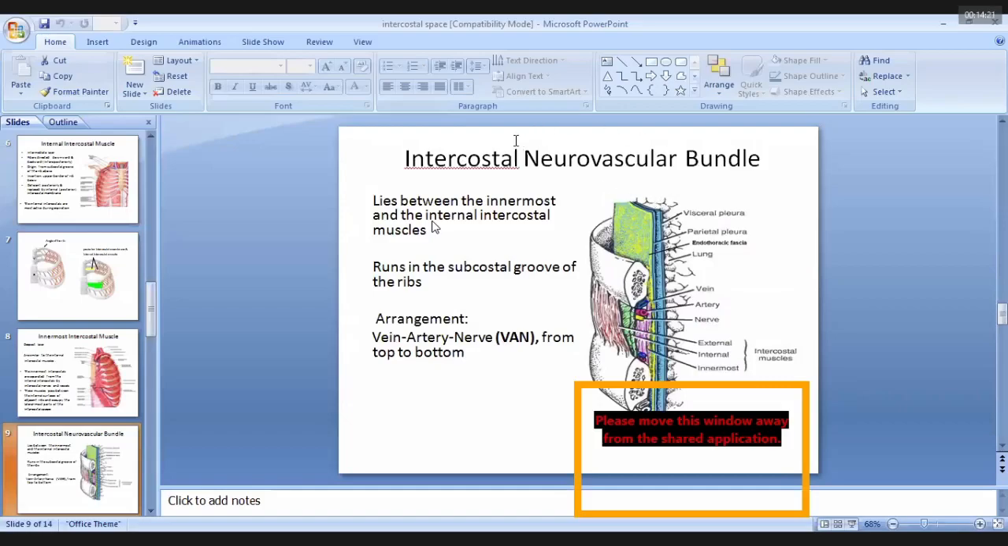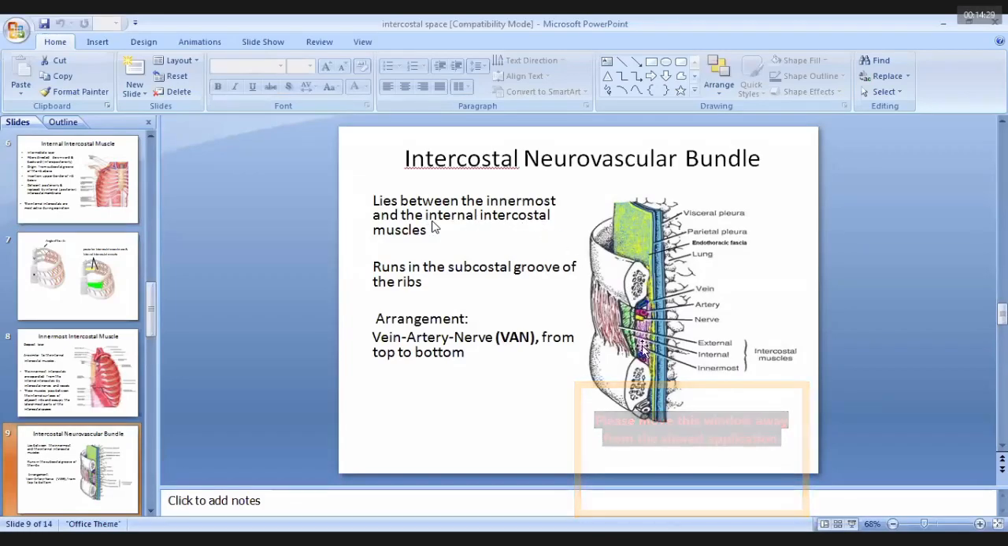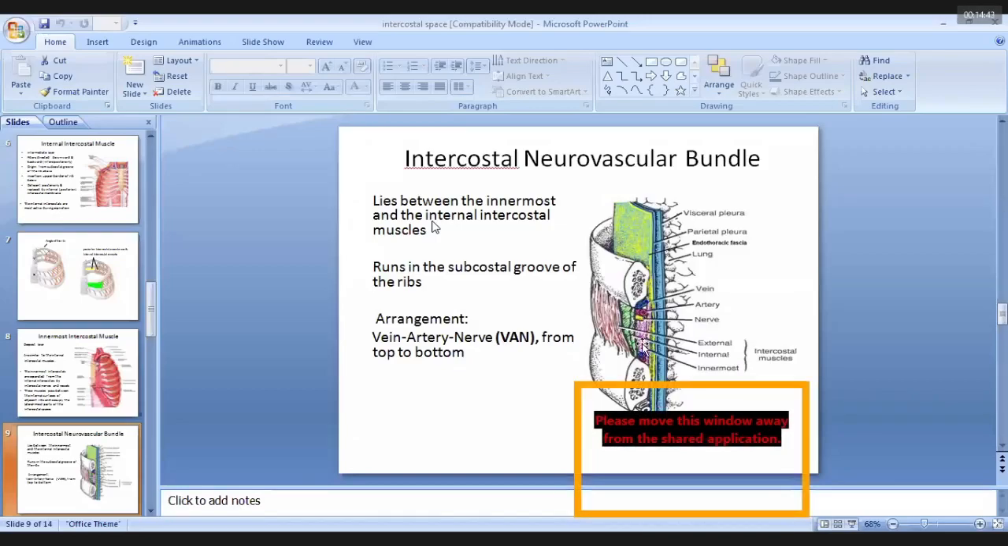This neurovascular bundle runs in the subcostal groove of the ribs and lies between the innermost intercostal muscle, indicated by the purple color, and the internal intercostal muscle, indicated by this green color. So this neurovascular bundle runs in between these two layers of muscle, the internal intercostal and innermost intercostal muscles, and runs in the subcostal groove of the rib.